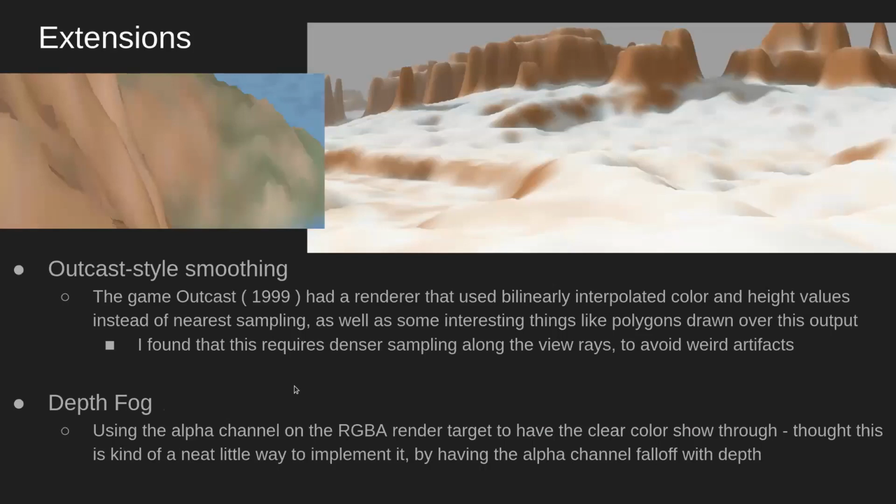And I mentioned earlier that RGBA render target. I came up with a way to use that for depth fog by using the clear color as the fog color and having a falloff with depth. So as depth becomes greater, the alpha channel becomes lower, and you have more of the clear color show through.